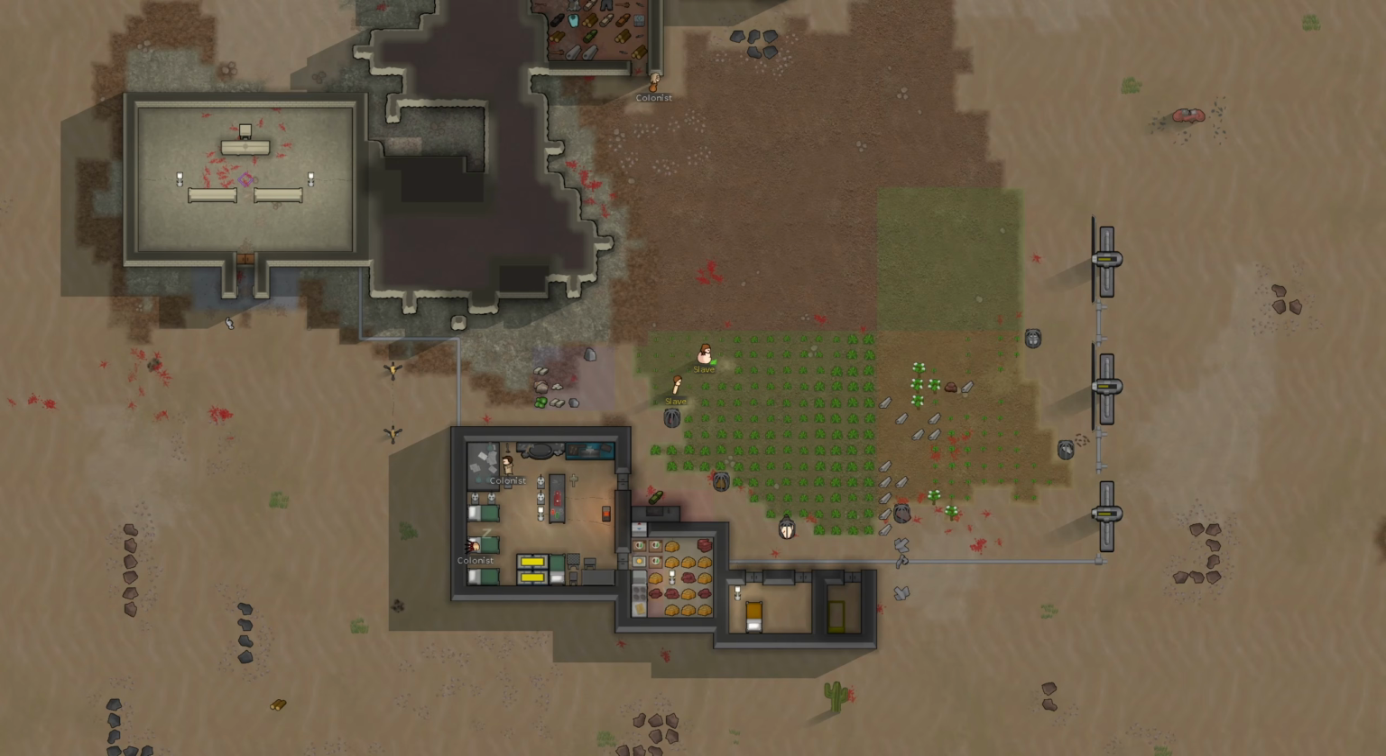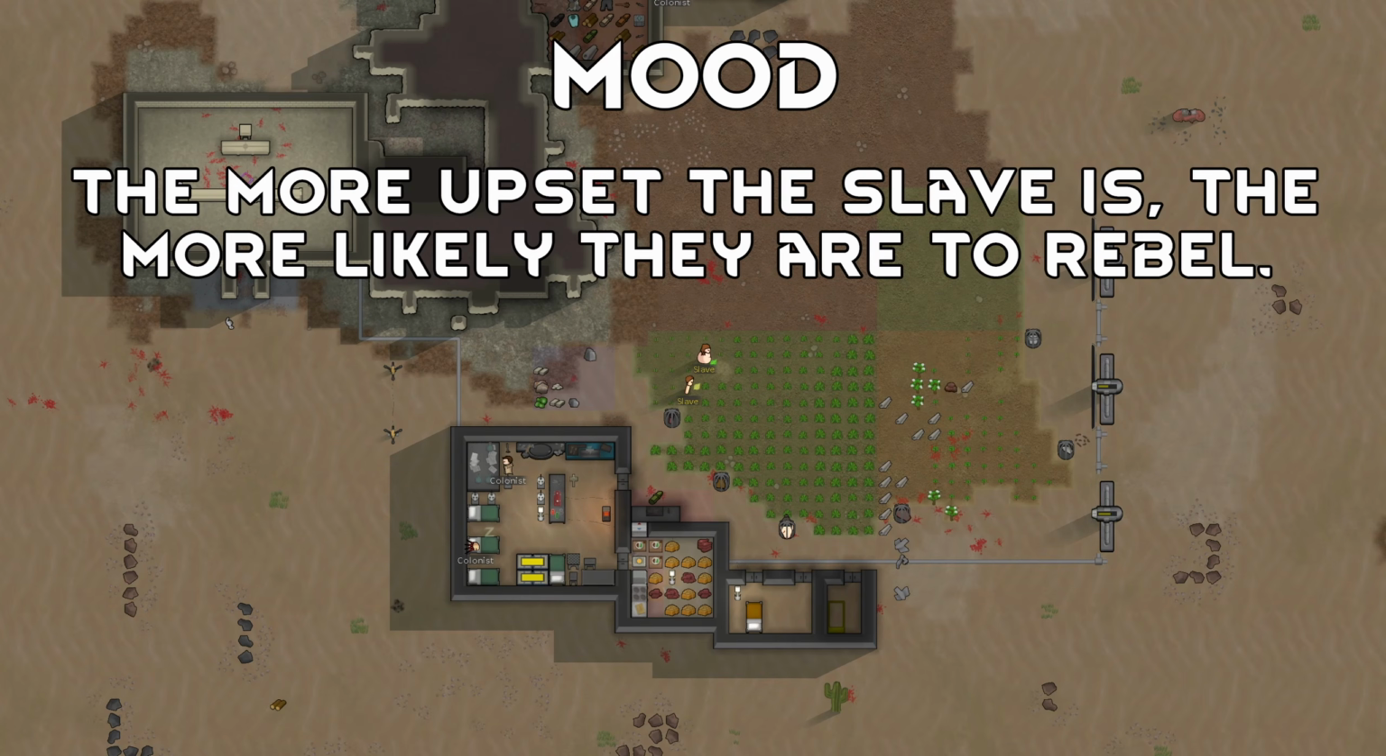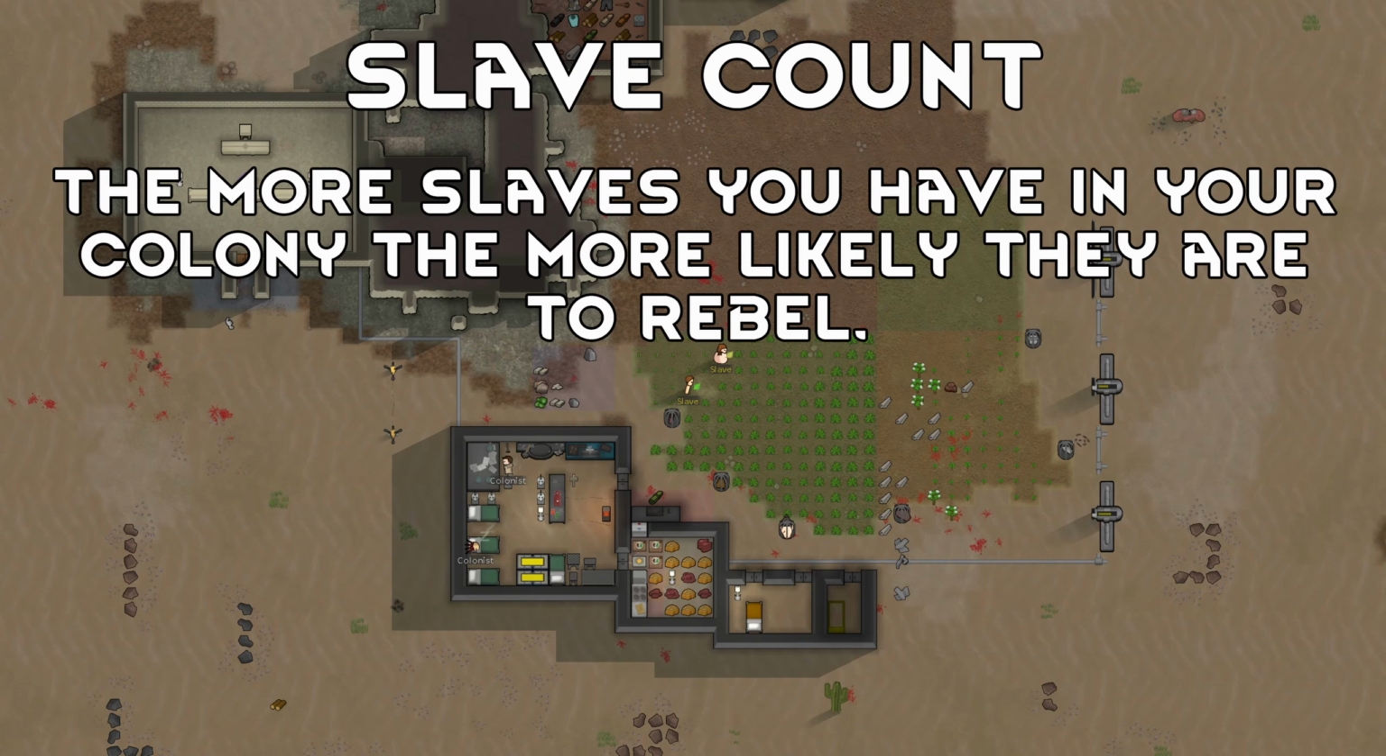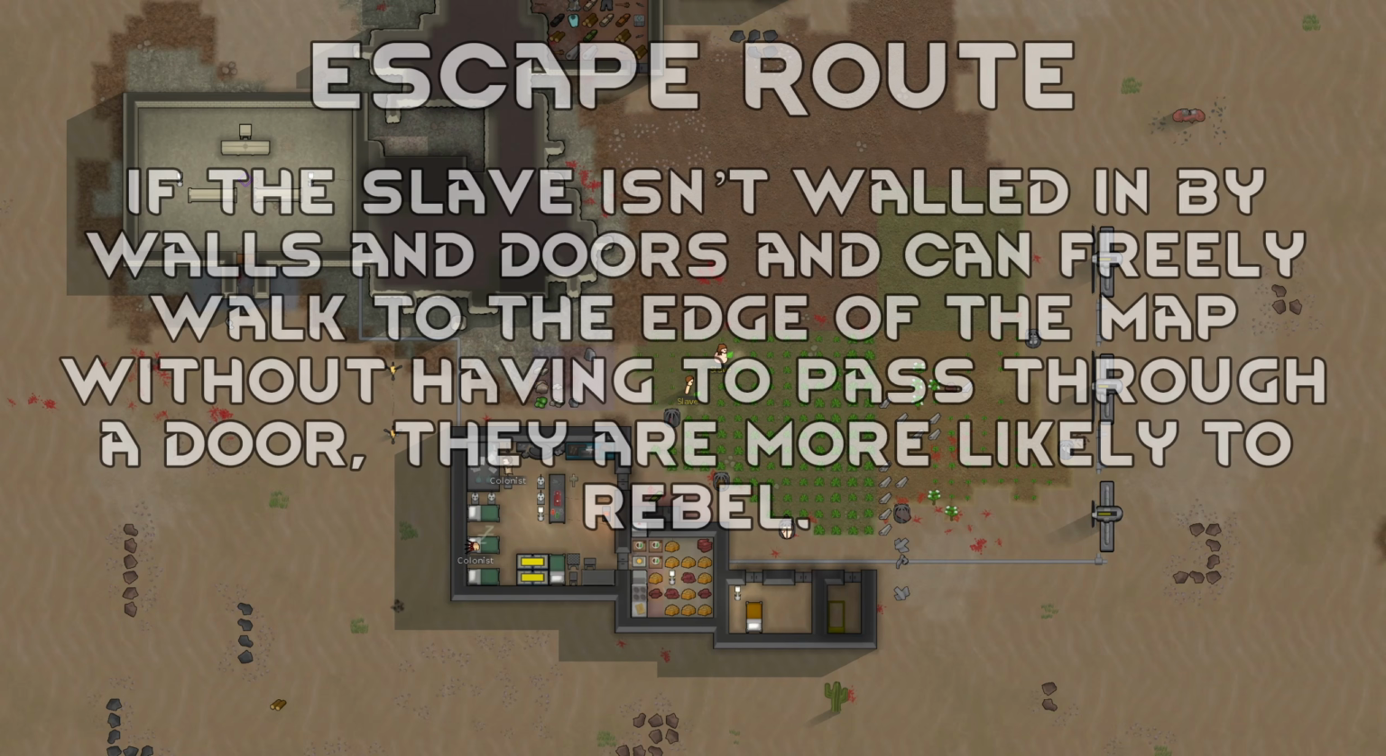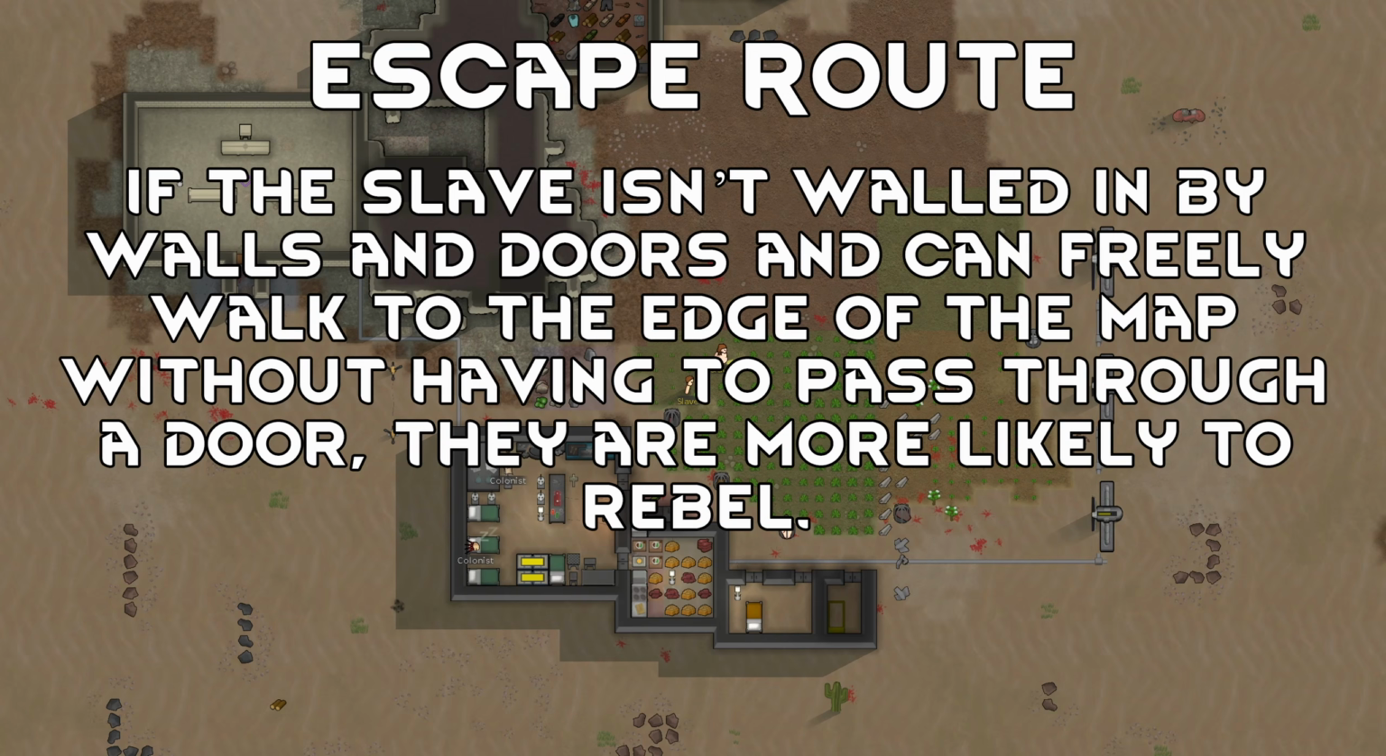Another factor is mood. The more upset a slave is, the more likely they are to rebel. Slave count is another factor. The more slaves you have in your colony, the more likely they are to rebel. Escape route: if the slave isn't walled in by walls and doors, and can freely walk to the edge of the map without having to pass through a door, they are also more likely to rebel.